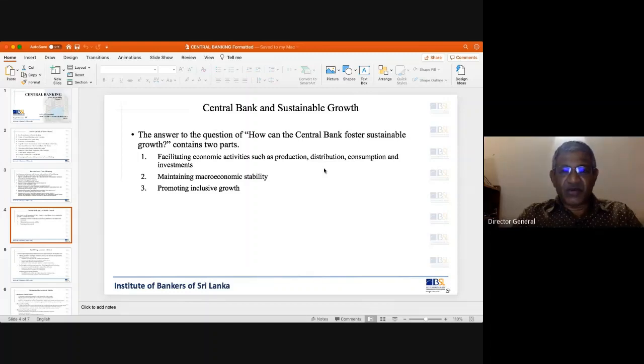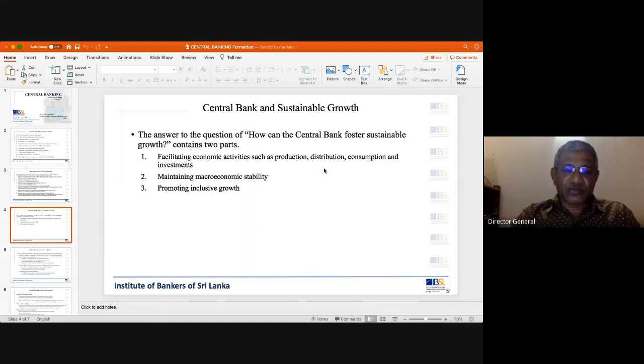Now, when we touch these concepts, you may remember households and firms. Because the main economic activity of a household is consumption, and the main economic activity of a firm is production. Then these consumers or households and firms, through consumption and production, are linked by money. So the central bank facilitates that. When you say economic activities, you should remember those things. Then macroeconomic stability, we already discussed.